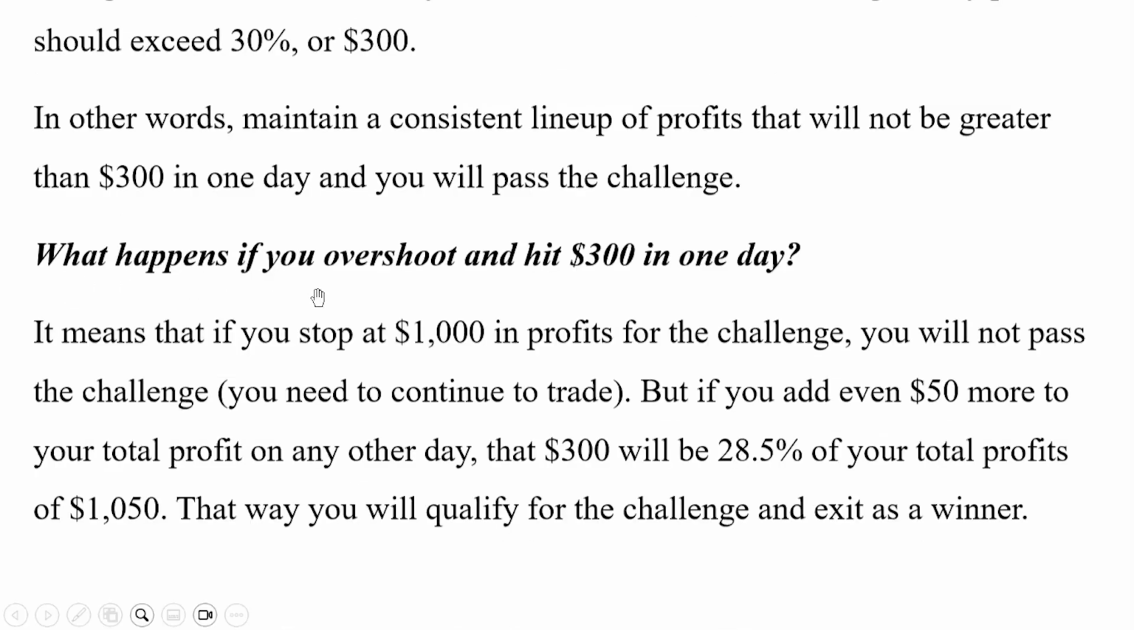So here, what happens if you overshoot and hit $300 in one day? It means that if you stop at $1,000 in profit for the challenge, you will not pass the challenge. You need to continue to trade. So you need to add more trades. But if you add even $50 more to your total profit on any other day, that $300 will be 28.5% of your total profit. So it's not going to be 30% anymore. So it's going to be 28.5% of your total profit of $1,050. That way, you will qualify for the challenge and exit as a winner.